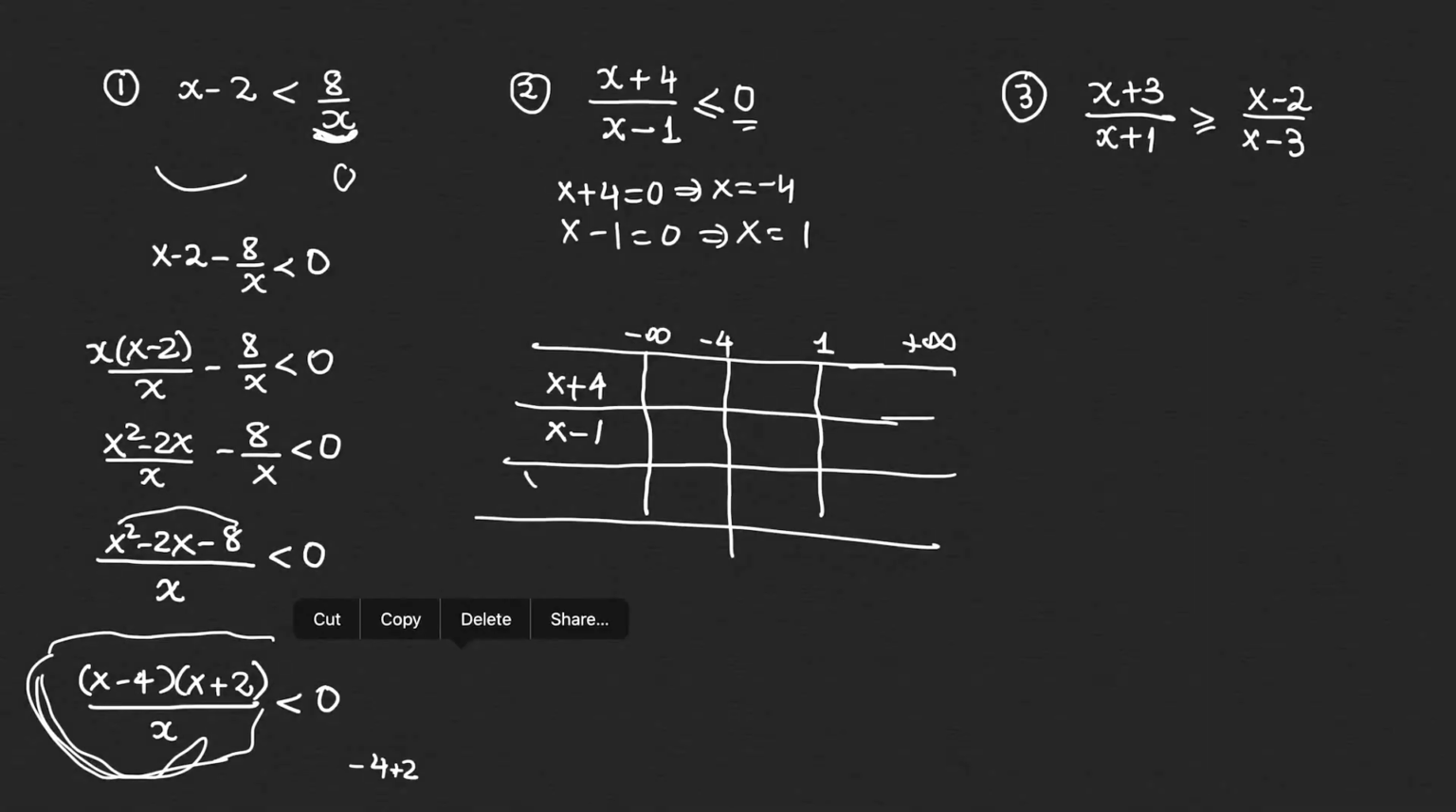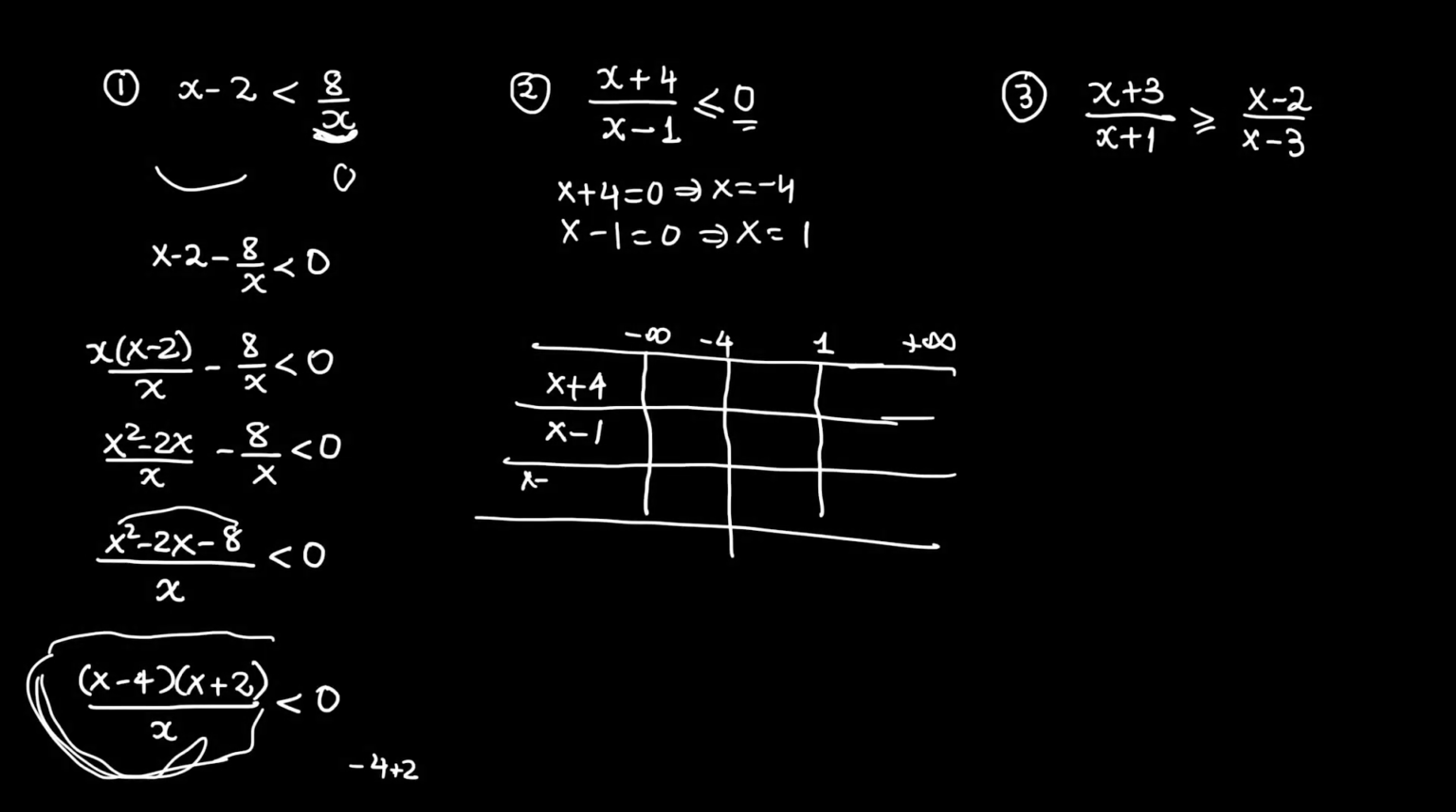Here I have (x + 4) divided by (x - 1). Now, when I put -4 in this expression, it gives me 0. And when I place 1 in this expression, it gives me 0. What is the sign of x? It is positive. I come in this direction: positive, positive. I meet 0, so I flip the sign, negative.